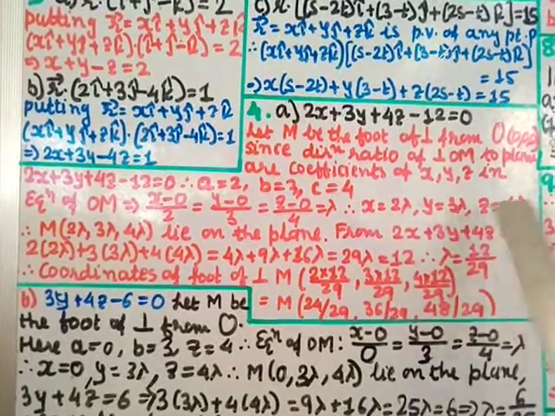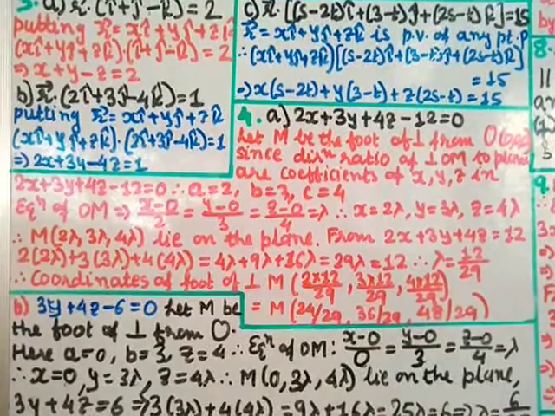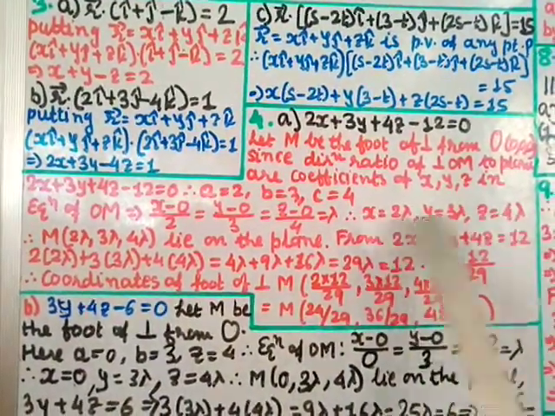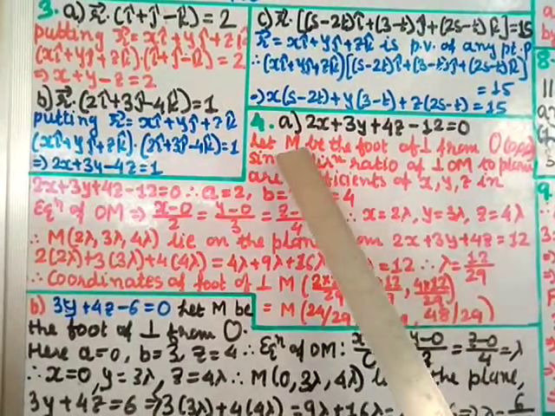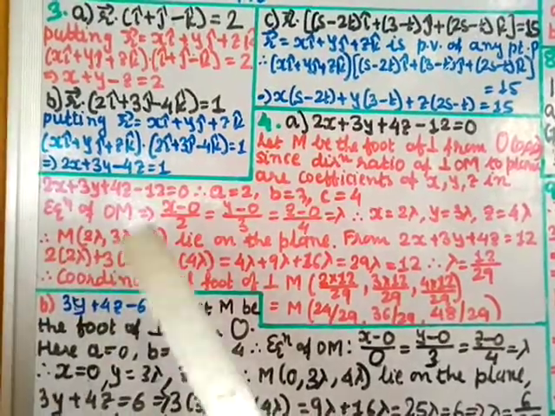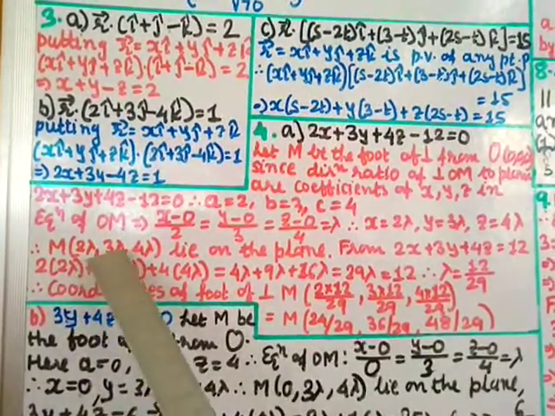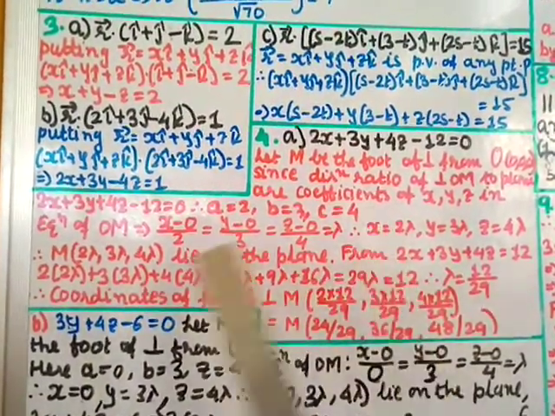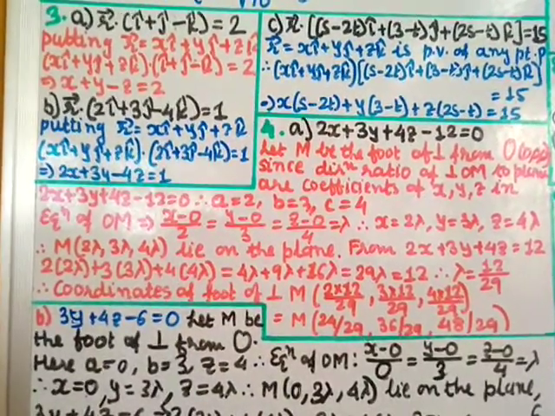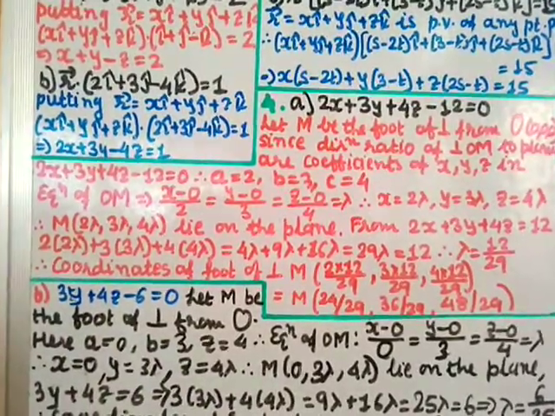So these will be the coordinates of point M, that is the foot of the perpendicular from the origin to the plane. So the x, y, z values will be the coordinates of point M: 2 lambda, 3 lambda, 4 lambda. Now this point is also on the plane because it is the foot of the perpendicular from the origin to the plane. That means this point lies on the plane. Therefore, if you place these values in the equation of the plane, it will satisfy. So we can place these values instead of x, y, z, because this point is on the plane.